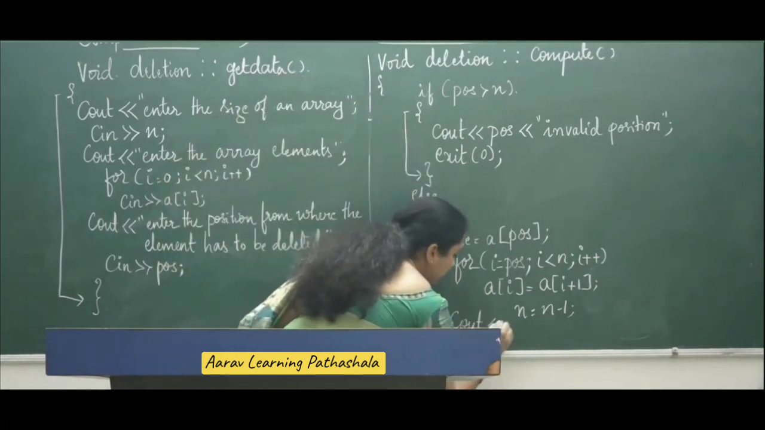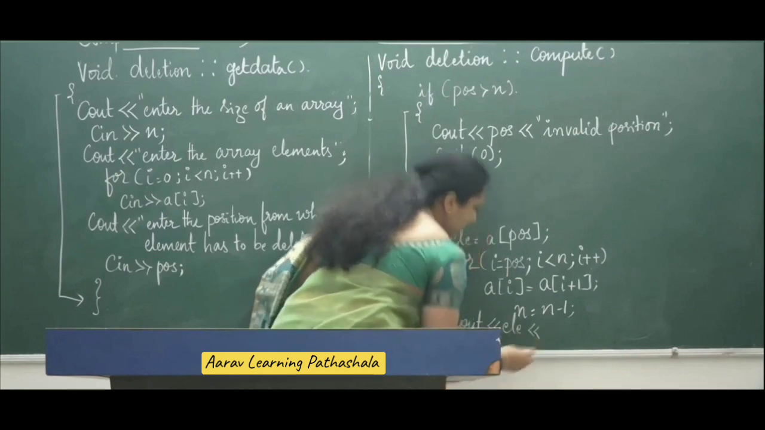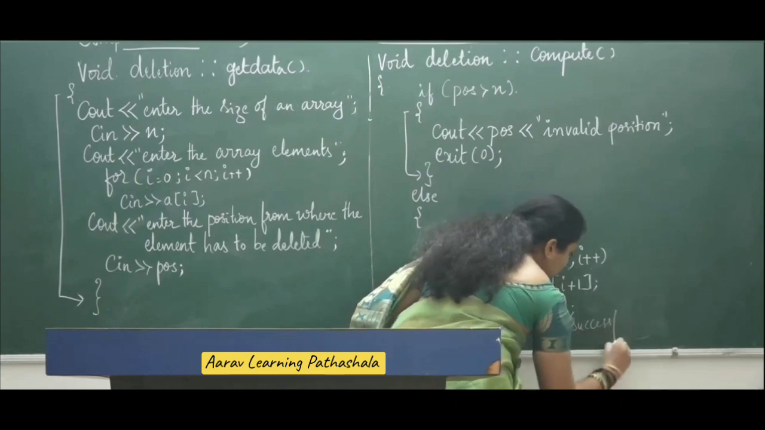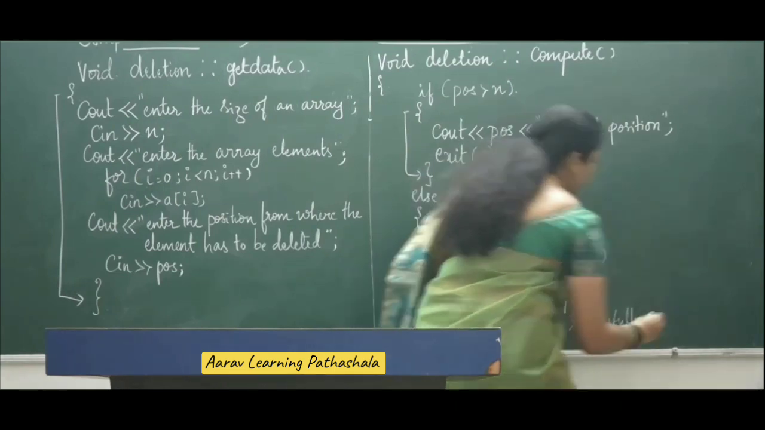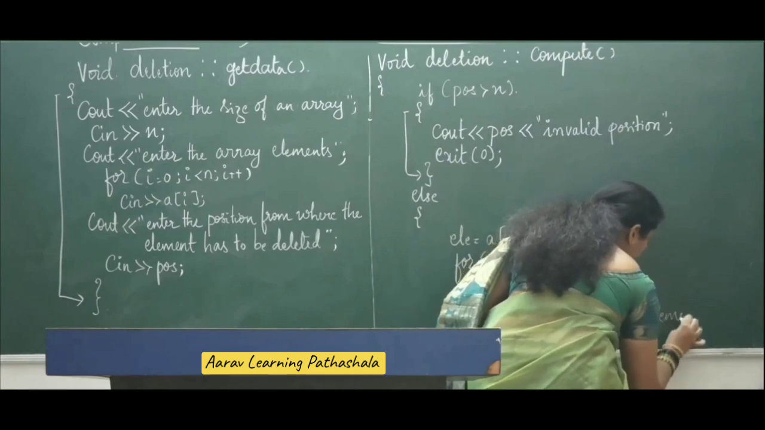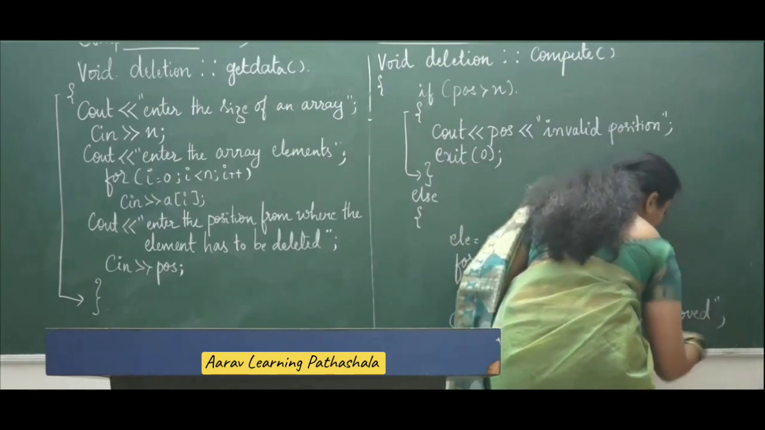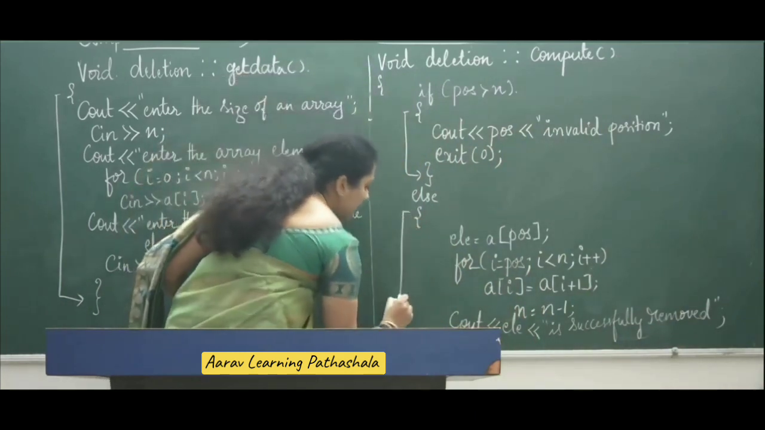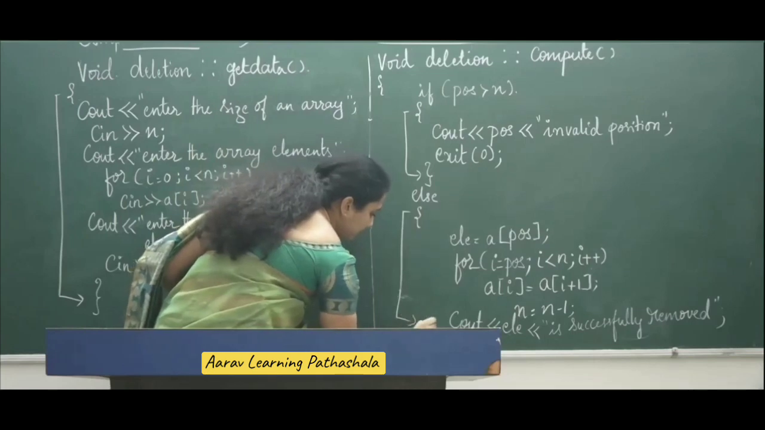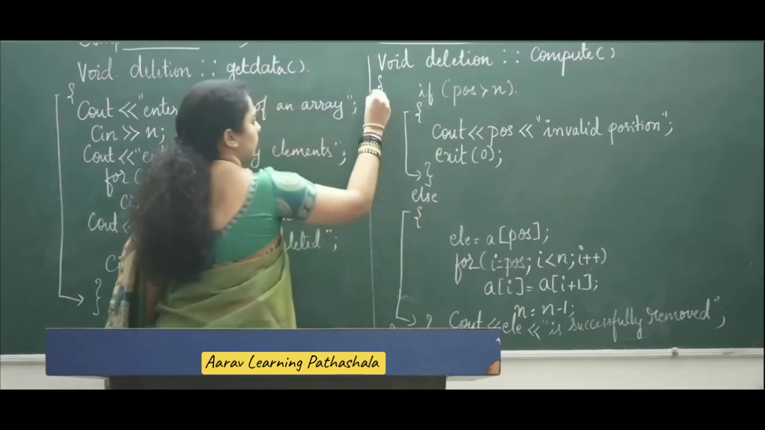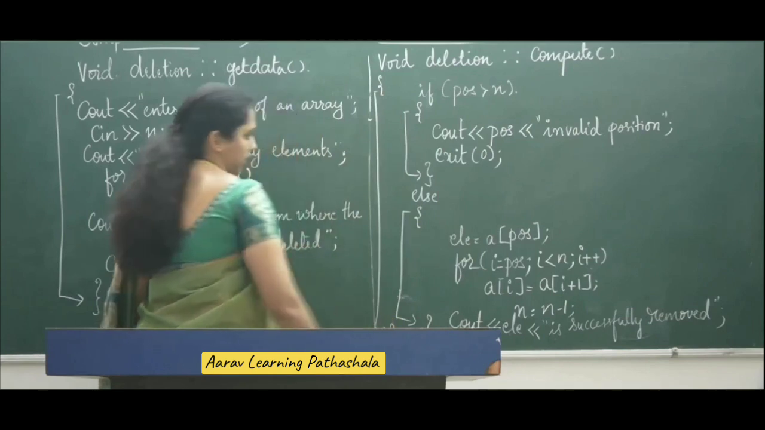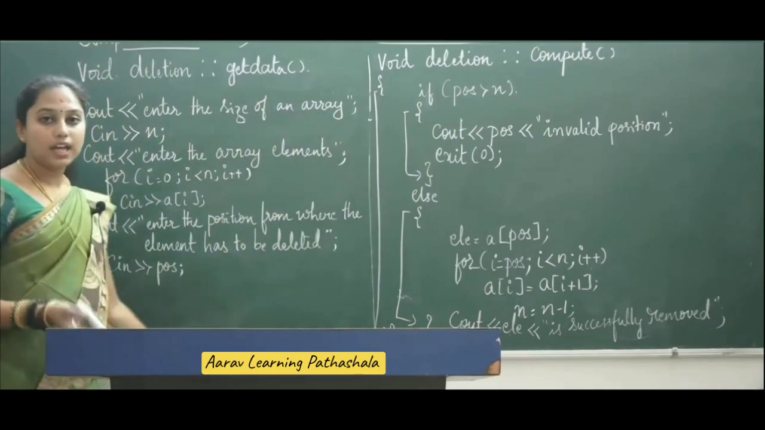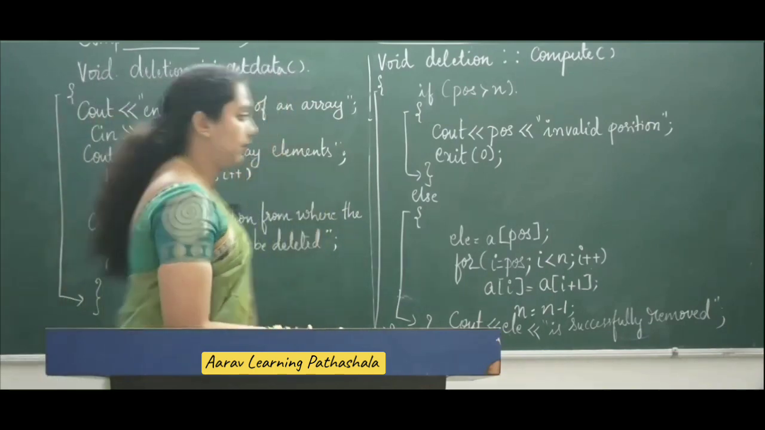Cout, element is successfully removed. Element is successfully removed. So close this condition. So close this function. Next we have to display an array after deletion.